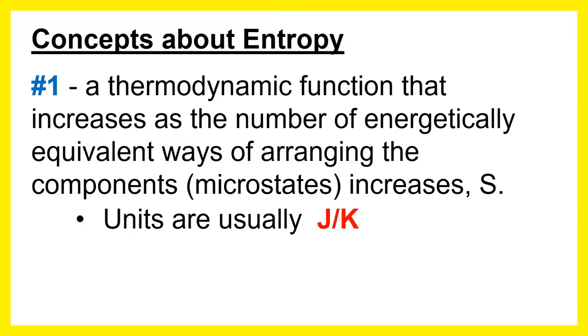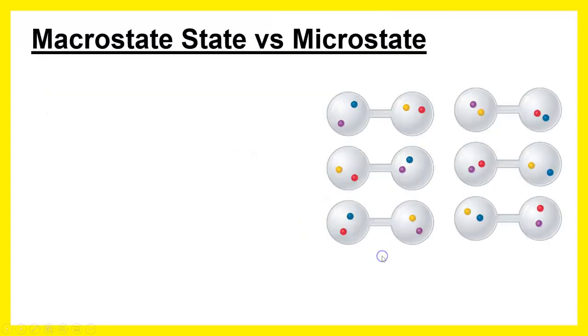So entropy is that thermodynamic function that increases as the number of energetically equivalent ways of arranging the components increases. That's what we were talking about the other day, where we want to use a much better definition than saying randomness, right? Or chaos or disorder. We want to be talking about the microstates, the number of ways we can arrange it, the number of ways the energy can be dispersed. And remember that we're being careful with our units, right? Joules are going to be showing up here versus kilojoules for enthalpy.